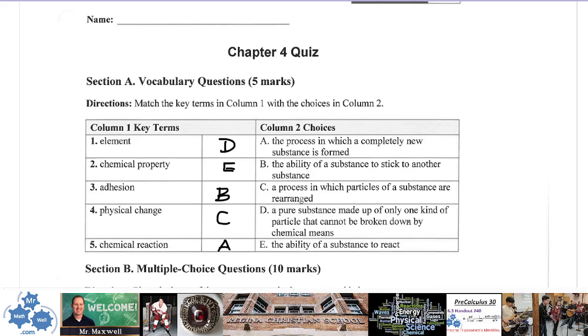Now, for your test, or when you're studying for your unit test, if you're not sure of these terms, you need to study them. Put them on a cue sheet or something like that to study.